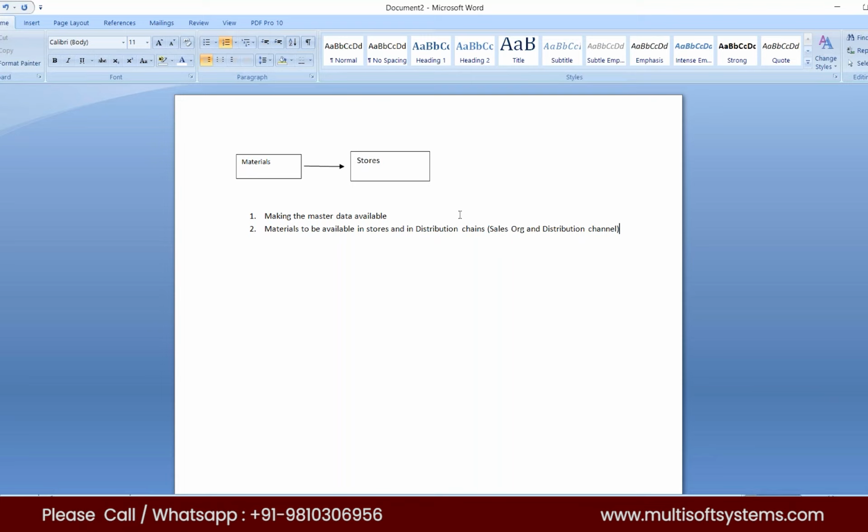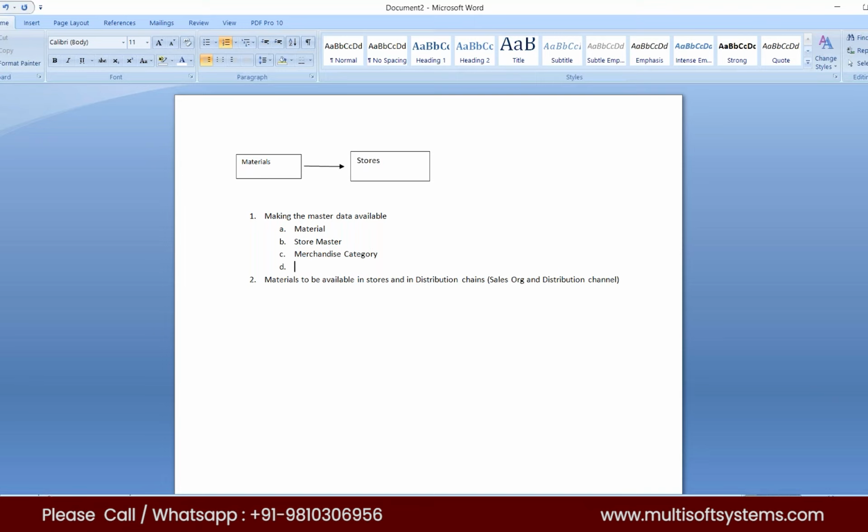When we want to sell a material in SAP, it should always be a sales organization and distribution channel combination. That's one thing. So, making the master data available. When we say master data, we are talking about a lot of master data here. One is the material master data, another one is the store master data, another one is the merchandise category. Merchandise category is very specific to IS Retail, and we also have something called the merchandise hierarchy in IS Retail. This is also one of the important concepts.